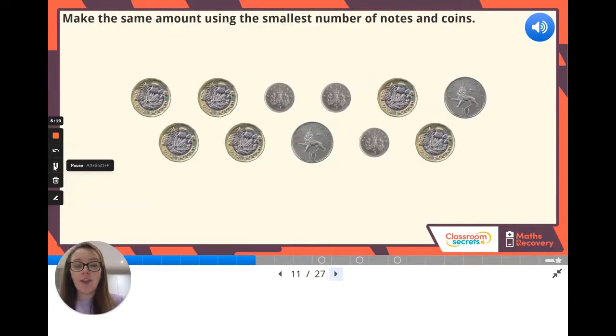So let's have a look at this group of coins. So can we make the same amount using the smallest amount of notes and coins? So count carefully. How much money do we have here? What other way could we make this same amount?